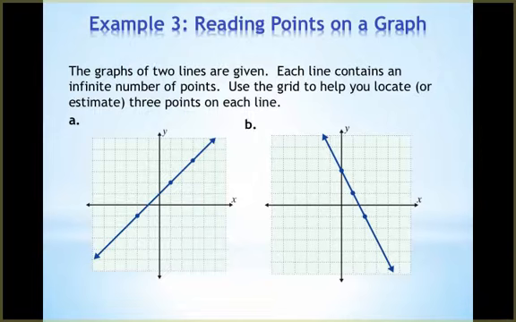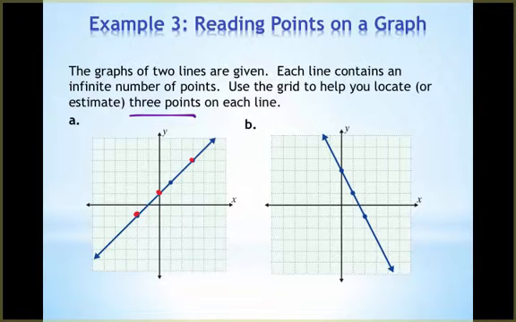In our last example, we have two different lines that are given here. Each line is going to contain an infinite number of points. We have some that are marked, and what they want me to do is to use the grid lines and locate 3 points that are on each line. So let's look at this first graph, and I'm just going to highlight the points that we're going to use. So let's use this point that hits the y-axis. Let's use this point in quadrant 1 and this point in quadrant 3.